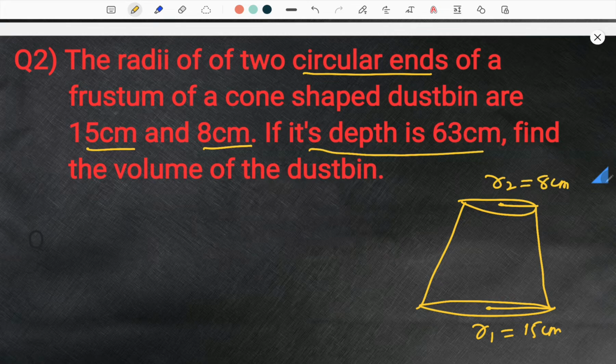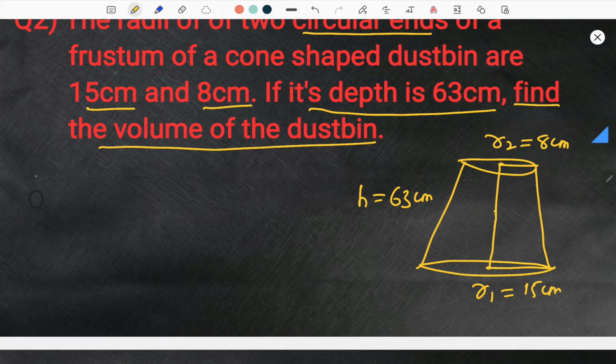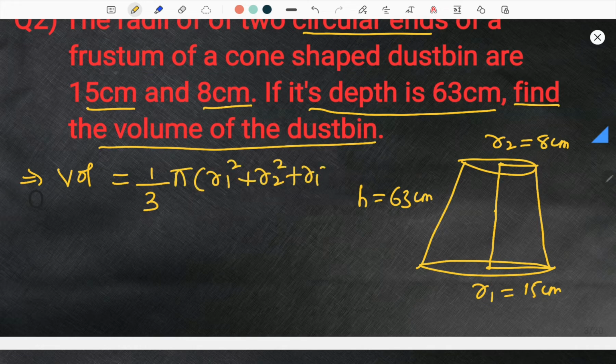And its depth is 63 centimeter. Depth means height, no? So this is nothing but height. Let me write it outside: height is equal to 63 centimeter. Now they are asking us to find the volume of the dustbin. I told you, direct formula based questions will be there. So what is the volume of frustum of cone? The formula is 1 by 3 pi bracket R1 square plus R2 square plus R1 R2 into H. This is the formula you should remember and use.